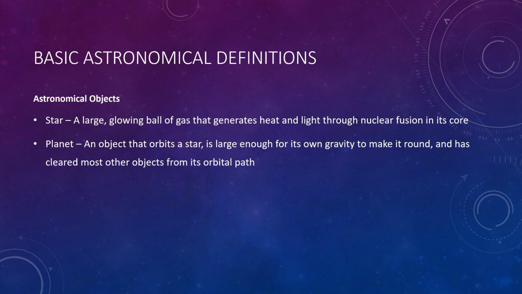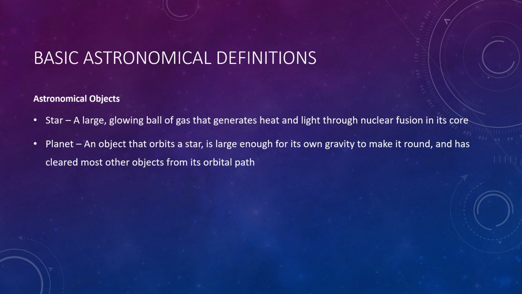A planet is an object that orbits a star, and it's large enough for its own gravity to make it round. If an object is not large enough, it won't necessarily become spherical. That's why many asteroids and things that you might see have really weird oblong shapes. It's because they are not massive enough to make it spherical. We'll talk about that more later. But it has also cleared out most of the objects from its orbital path.